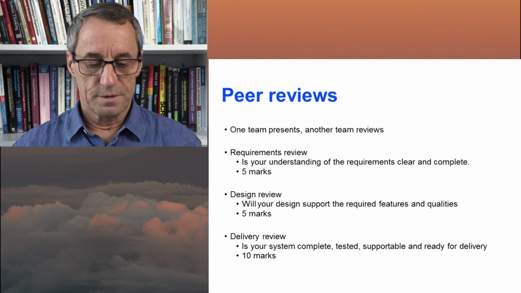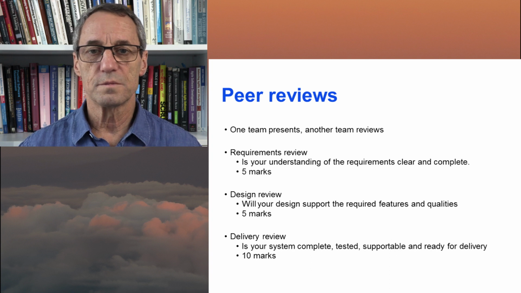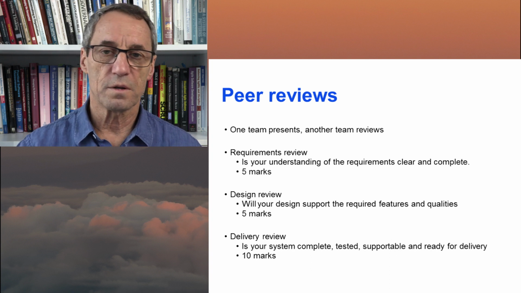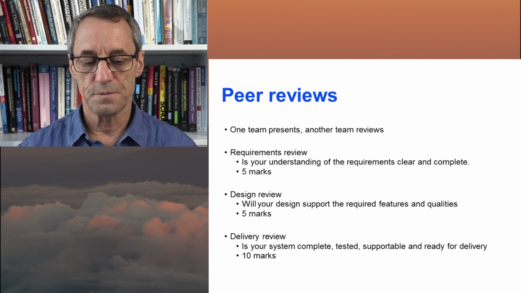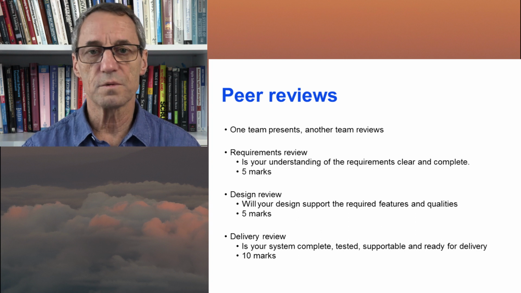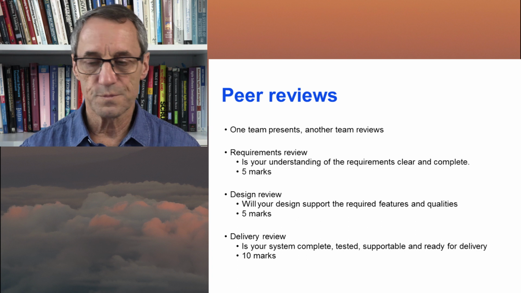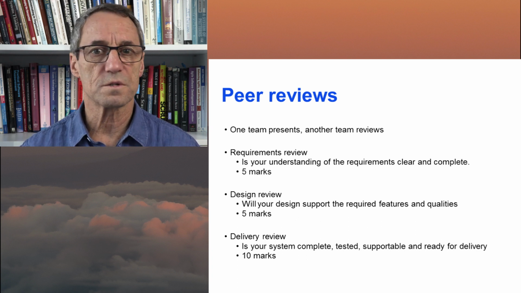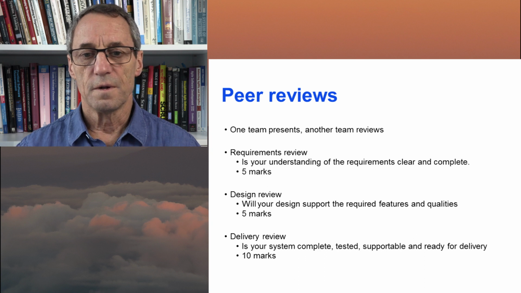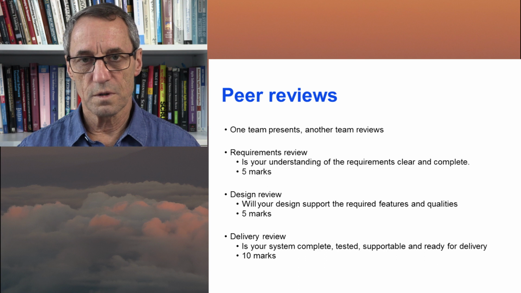Peer reviews. The whole idea is that one group presents their work, and another group reviews their work and provides them with feedback on certain criteria. So they tell them what's good, what's bad, what needs to be improved, and give it a rating 0 to 5 on a number of factors, usually between 4 and 6 factors. And the presenting group gets the mark that the reviewing group gives to them.